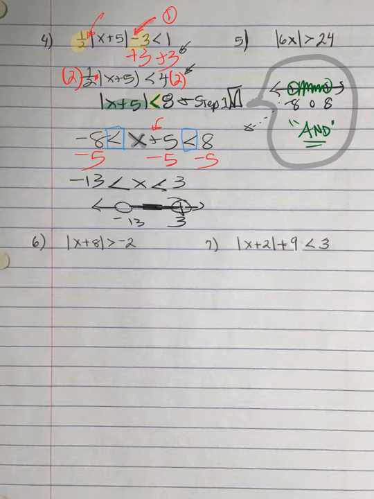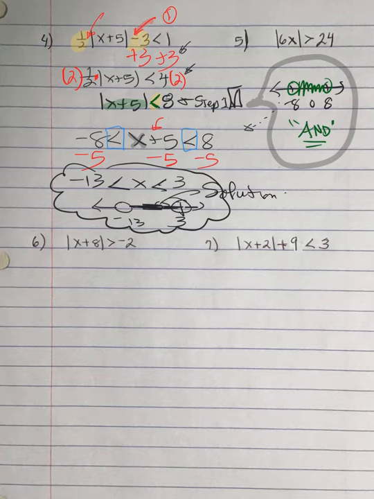So remember, these are all the solutions. So this is your final answer. And these are the solutions. So if you pick any number in the shaded region and you plug it back into the original sentence, it would make it a true sentence.